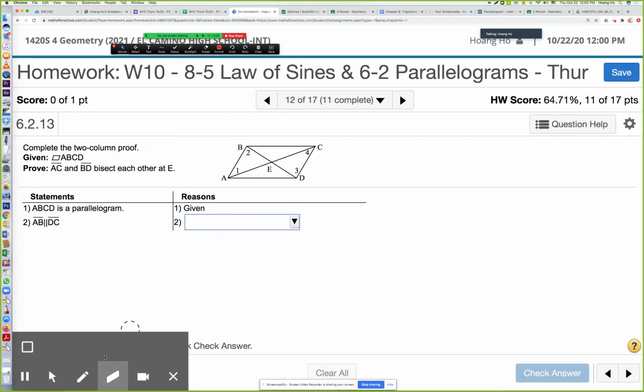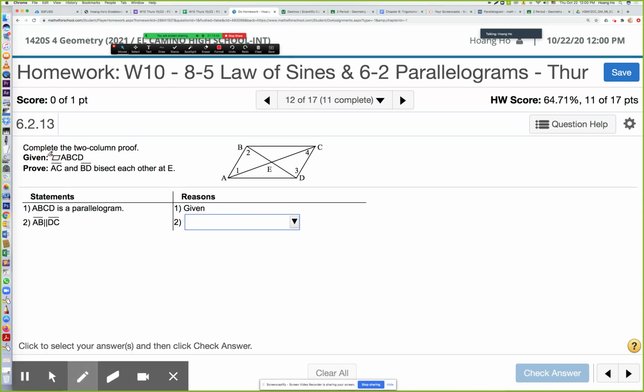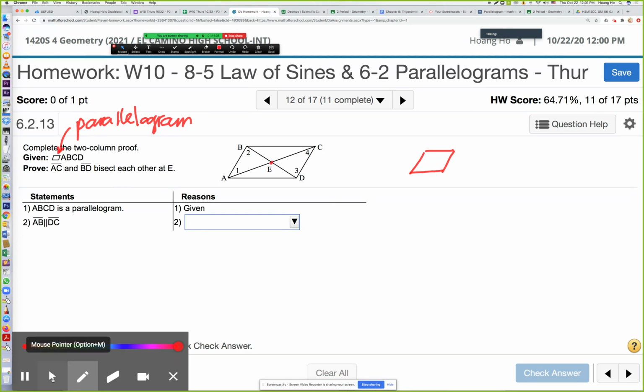All right, 5 more questions and we're done. Okay, over here, every time you see this notation, it means parallelogram. You see right here? That is a parallelogram. Okay, so they ask us to prove that AC and BD bisect each other at E. So let's prove it over here.